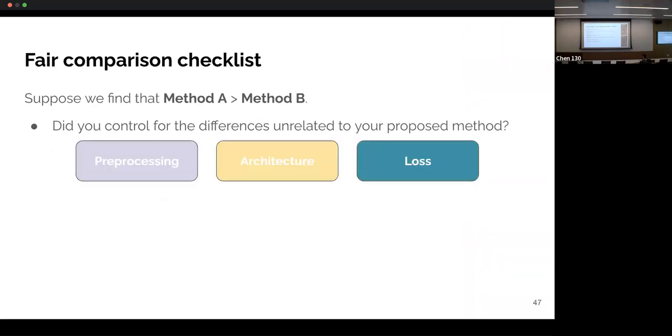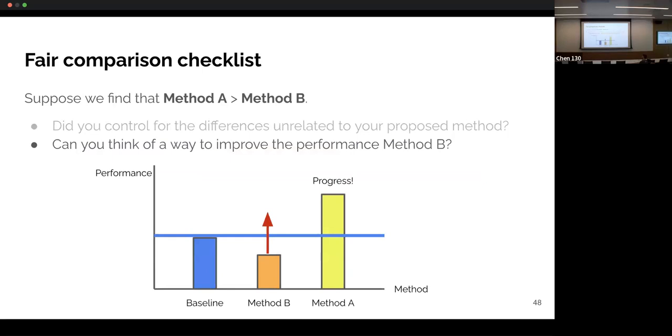All right, so we came up with a checklist for you. Suppose you found that method A is better than method B. What do you need to check? Did you control for differences unrelated to your proposed method? As we said, freeze two of these blocks, change one. Can you think of a way to improve the performance of method B? Bonus points if you can think of giving B an unfair advantage and it's still not as good as your method. This would actually strengthen your method even more.